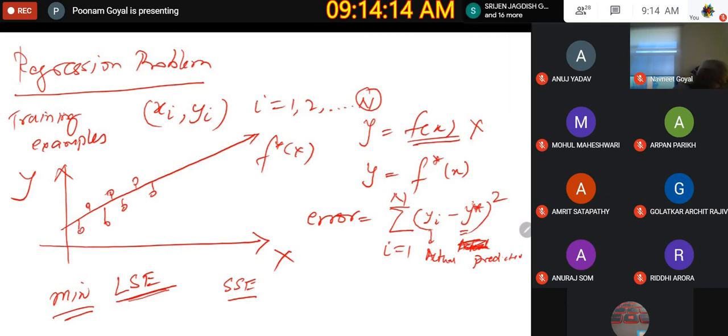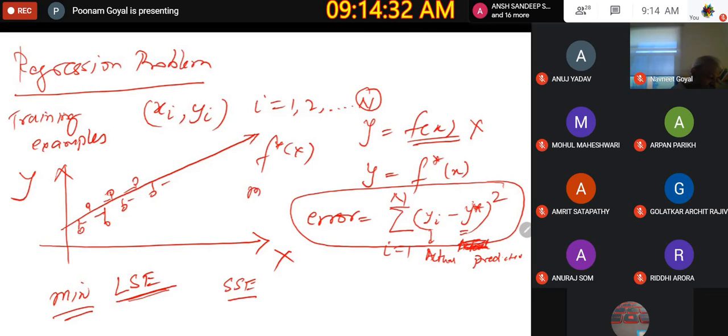So basically what I'm doing is taking this error, this error, this error, and so on. I'm taking the square of each and adding them up. So this is my error. For a regression problem, this is your error function, and this is what you try to minimize. When you minimize this, only then do you get the best fit line.